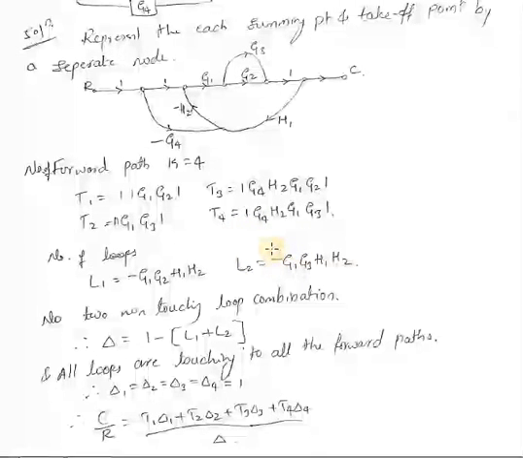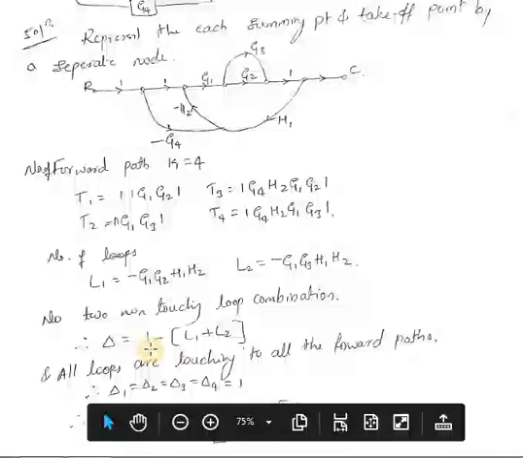Then you need to identify the non-touching loops. Your L1 is here and your L2 is also here, so they share a common node. So we can say there is no combination of two non-touching loops. Then delta is equal to 1 minus (L1 plus L2).